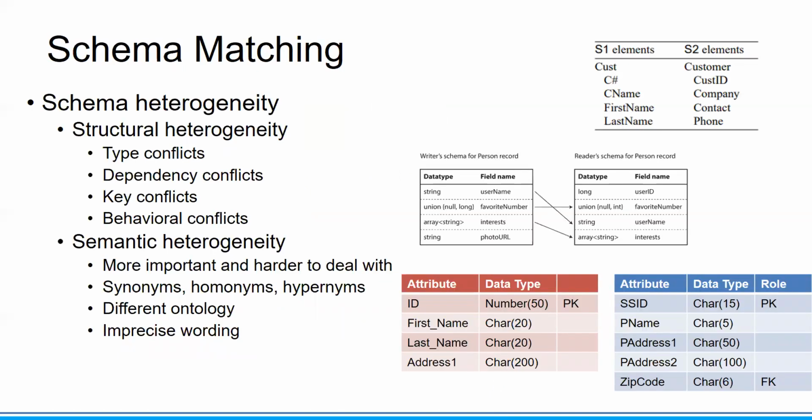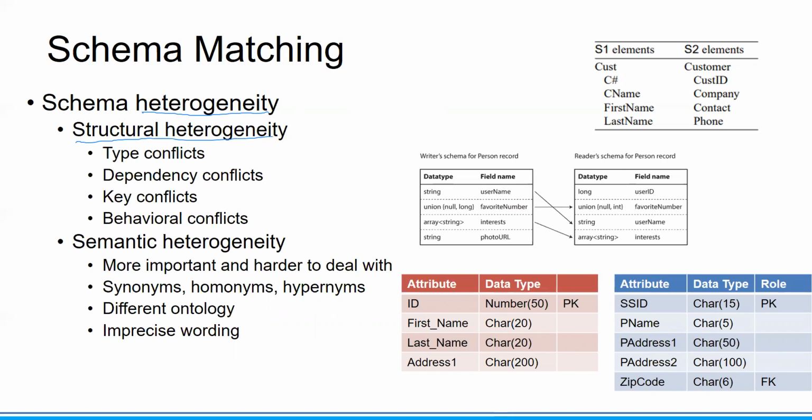So when we are dealing with schema matching, we know that the schema is heterogeneous. The schema heterogeneity causes schema matching to be necessary for our integration. And there are two kinds of schema matching. The first is the structural. If it is based on the structural, then we want to find only the structure.